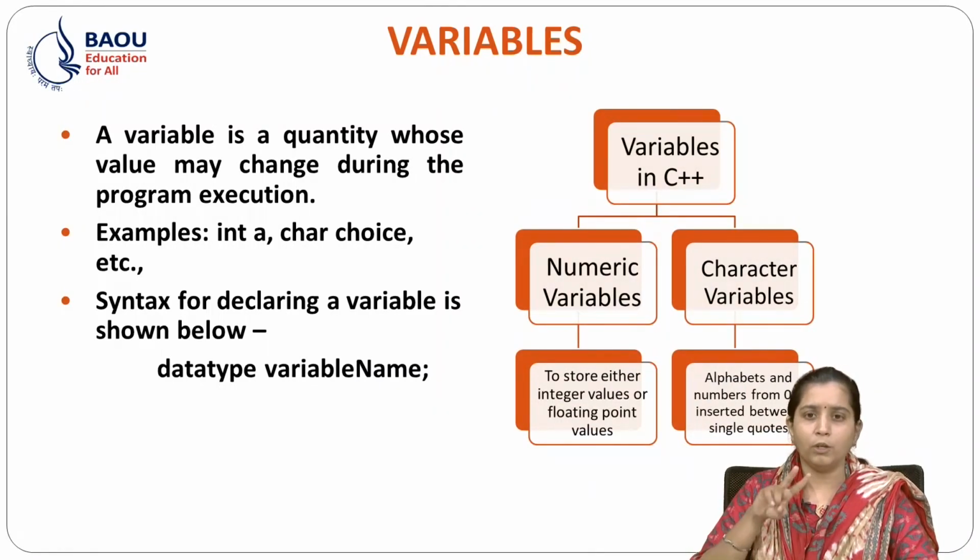There are total 2 types of variables in C++. First is numeric variables and second is character variables. In numeric variables, integer values or floating point values are there to store the numeric variables, and in character variables, alphabets and numbers from 0 to 9 inserted between single quotes are considered as character variables.